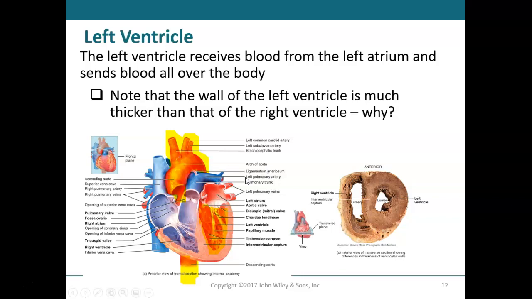So you'll notice it's a very large vessel. That ascending aorta goes up, then the aortic arch, and then the descending aorta goes all the way down into the abdominal cavity where it splits to form your left and right iliac arteries.